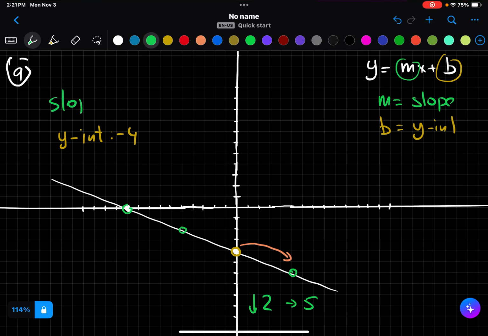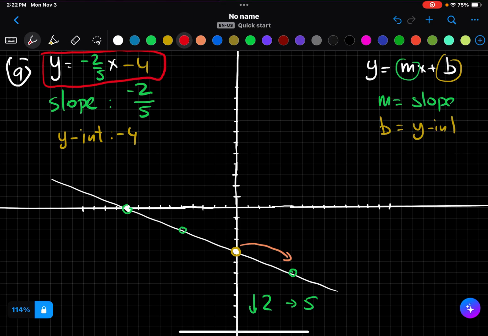So down 2 to the right 5 means, for slope, -2 over 5. Down, so that's -2 and then to the right, that's positive 5. All right, let's go ahead and fill it in. So it's going to be y equals your slope, negative 2 over 5, x minus 4. And congratulations, that is your equation of the line for number 9. Let me know if you have any questions. And let's go ahead and set up for number 10.